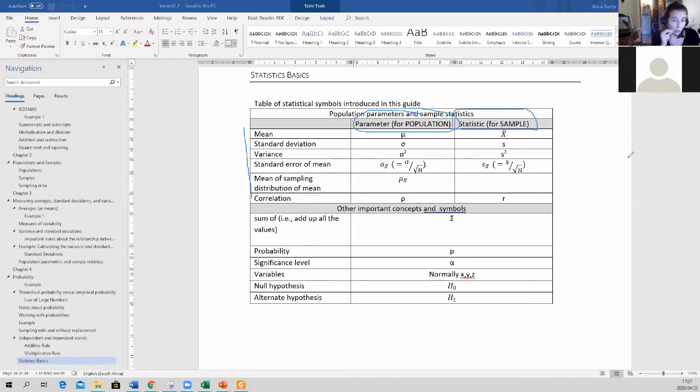Now, it's not always going to be X bar. Sometimes it can be Y bar, or it could be Z bar, or it could be A bar. What is indicating to you that it is an average is the bar on top. So that bar specifically means the average of all X's. If it was a Y bar, it would mean the average of all Ys. If it was an A bar, it would mean the average of all A's.